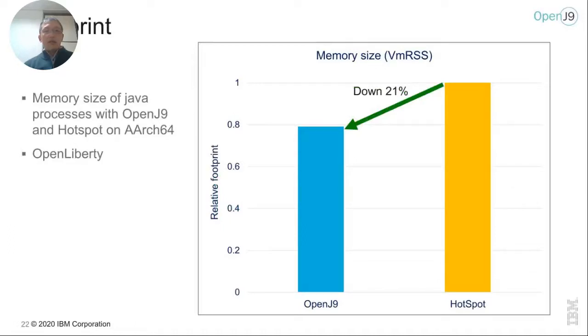The next page shows the comparison of memory sizes of OpenJ9 and Hotspot running Open Liberty web server. I said that the smaller footprint is one of the advantages of OpenJ9. As I measured the memory size that is in VmRSS, resident memory size, OpenJ9 is 21% smaller compared to the other JVM implementation.